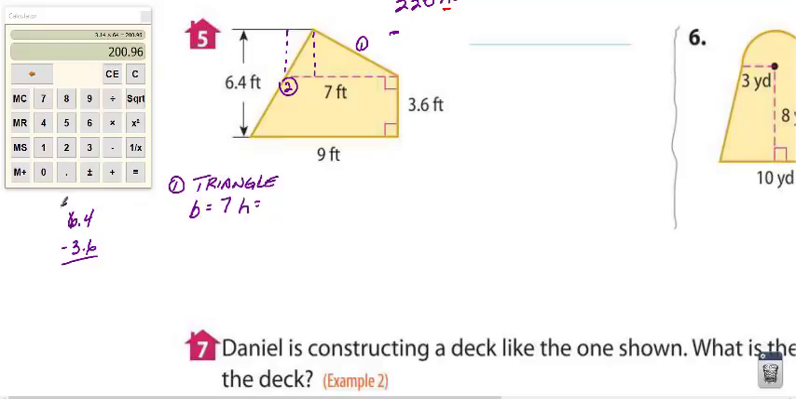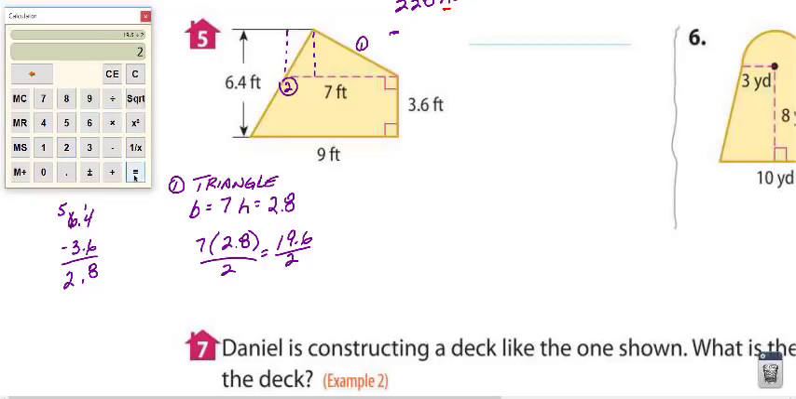So borrow from that. 14 take away 6 is 8. 5 take away 3 is 2. My height is 2.8. So to get my triangle, I'm going to have 7 times 2.8 divided by 2. 7 times 2.8 is 19.6, divided by 2, and 19.6 divided by 2 is going to give me 9.8. So my triangle is 9.8 square feet.